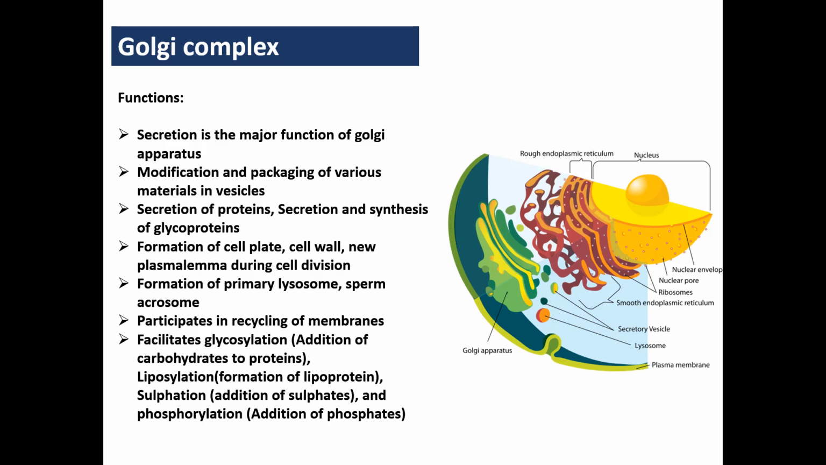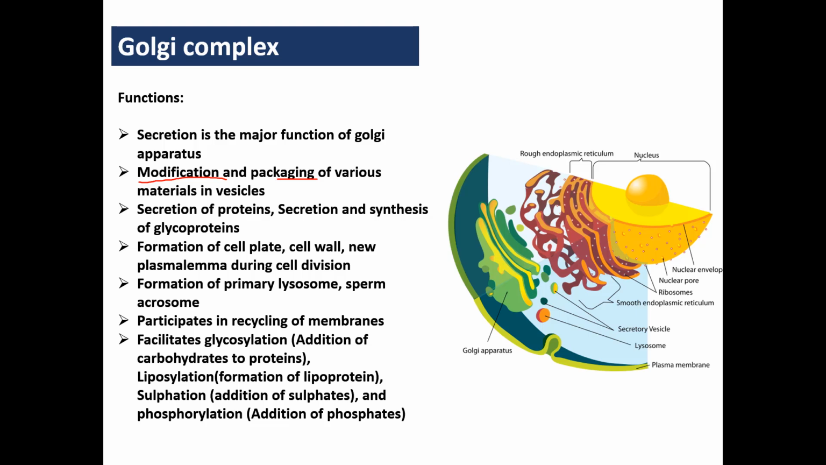The functions are: secretion is the major function of Golgi apparatus. Then we have modification and packaging of various materials in the vesicles. Now this is the Golgi apparatus, which is somewhere closer to the endoplasmic reticulum. This is the endoplasmic reticulum, and this green one is the Golgi apparatus. The Golgi apparatus consists of tubule-like structures and also the vesicles, and these vesicles contain substances which are needed to be secreted.